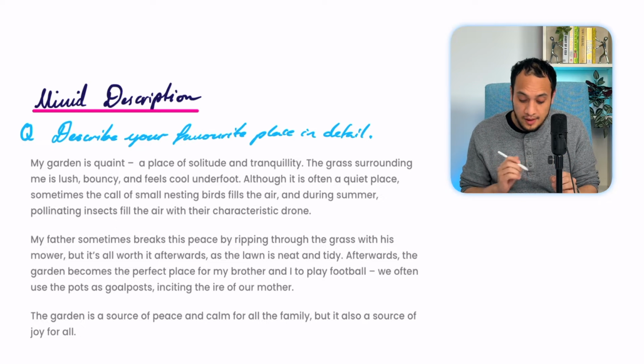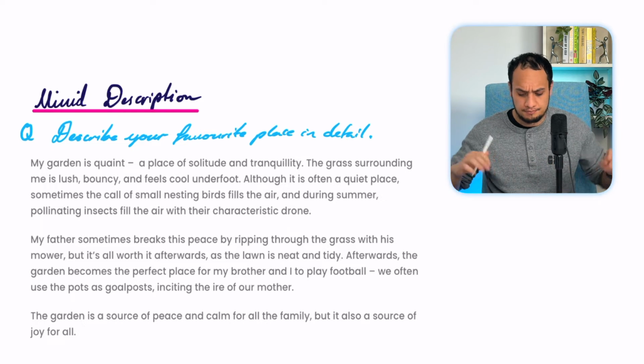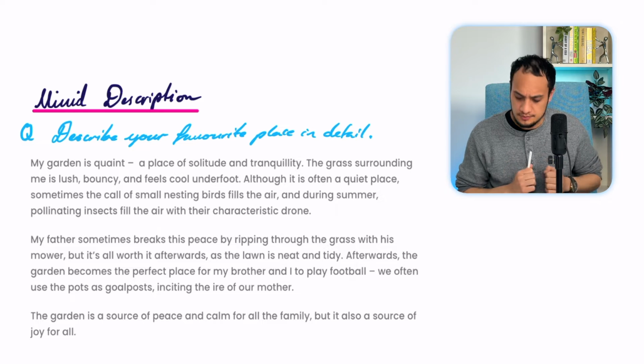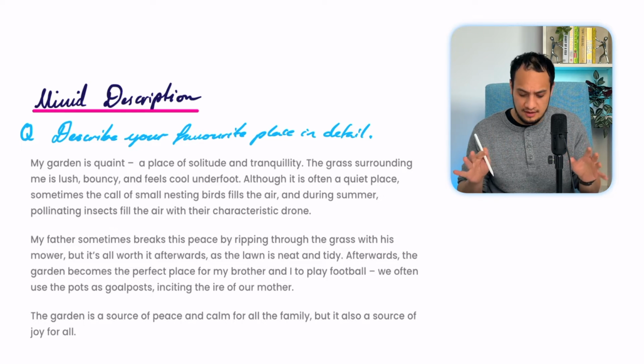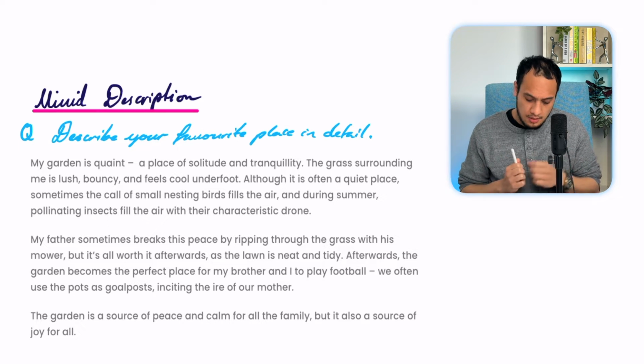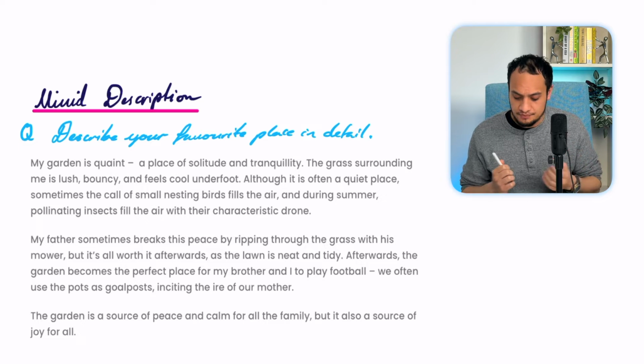My garden is quaint, a place of solitude and tranquility. The grass surrounding me is lush, bouncy, and feels cool underfoot. Although it is often a quiet place, sometimes the call of small nesting birds fills the air, and during summer, pollinating insects fill the air with their characteristic drone. My father sometimes breaks the peace by ripping through the grass with his mower, but it's all worth it afterwards, as the lawn is neat and tidy.